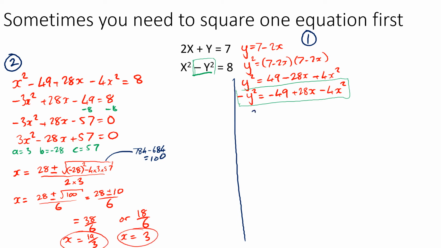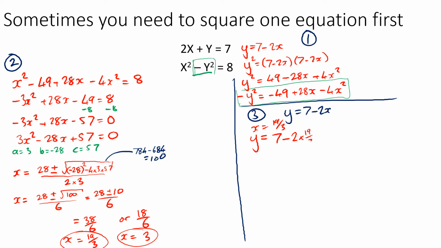Now for step 3 we obviously need to substitute that in, and we're going to use y equals 7 minus 2x because we had that to start with. So we're going to say that y is, if x is 19 over 3, y is equal to 7 minus 2 lots of 19 over 3, which is going to give us minus 17 thirds. And if x is equal to 3, then y is equal to just 7 minus 2 lots of 3, which is 7 minus 6, isn't it? So y is equal to 1.